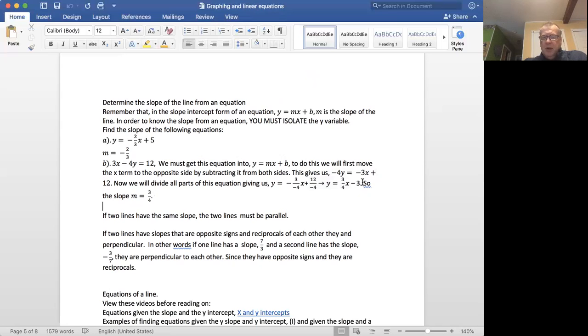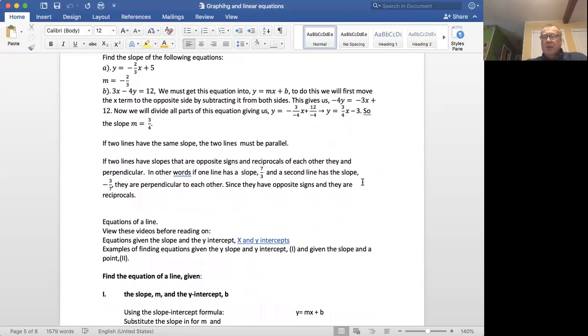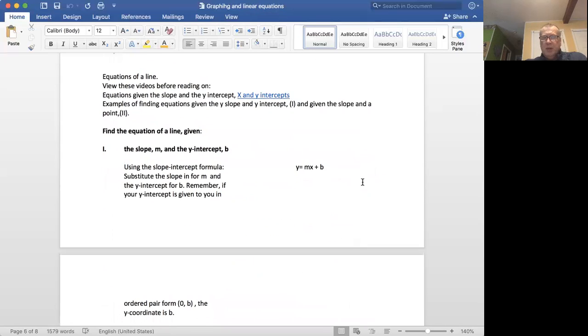If two lines have the same slope, they're parallel. If two lines have slopes with opposite signs that are reciprocals, then they're perpendicular. Just some things to keep in mind. We can also graph with x and y intercepts. I give you a link here. You should probably take a look at that as you go through.